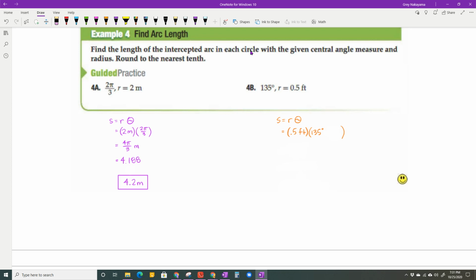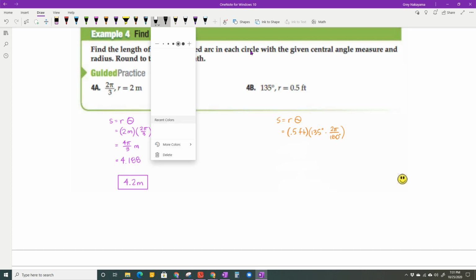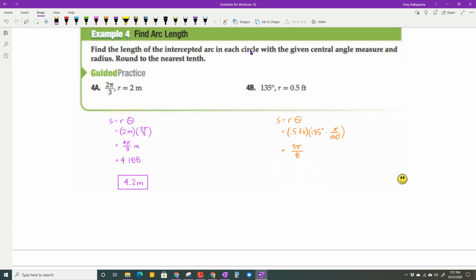So if I want radians, just like we talked about, then I'm going to multiply by, it's not going to be 2 pi over 80, y'all. It's going to be pi over 180. I don't know what I was thinking. So when you multiply that out, you get 3 pi over 8, the decimal form, and rounded to the nearest tenth is going to be 1.2 feet. Okay.